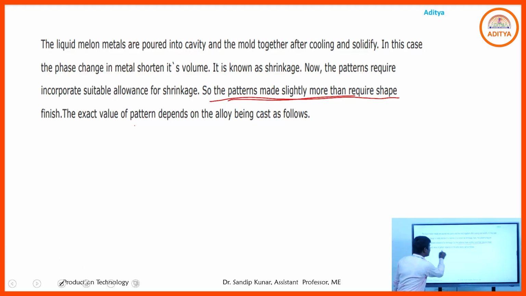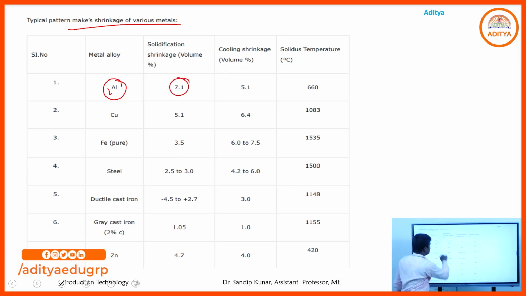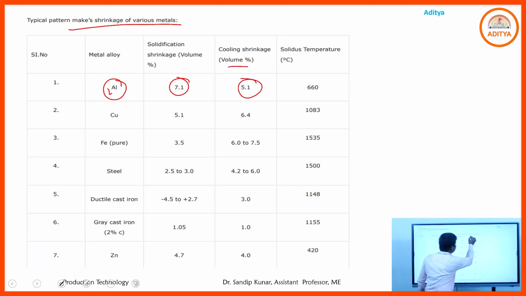Another point is that the exact value depends upon the alloy of the cast. Different metals have different shrinkage allowances. In the table, we see typical pattern makers' shrinkage allowances for different metals, as volume percentage shrinkage. In case of aluminium, the solidification shrinkage is 7.1 volume percent and the cooling shrinkage is 5.1 volume percent, with a solidus temperature of 660 degrees centigrade.